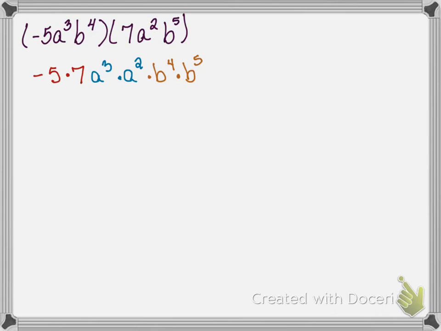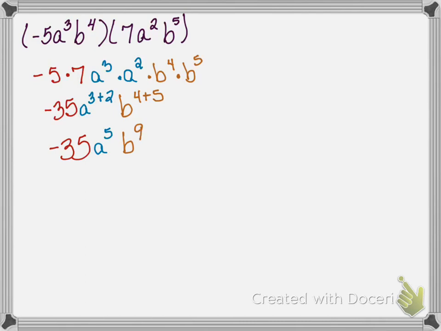Negative 5 times 7 is negative 35. Then I have a to the 3 plus 2, b to the 4 plus 5. So negative 35, a to the 5th, b to the 9th. It's not too bad. We doing okay?